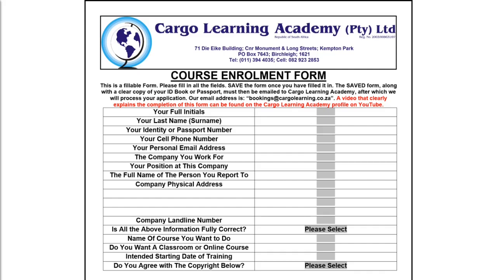What we want from you, we want your full initials, your last name or your surname. We also want your ID or passport number, your cell phone number, and your personal email address. As far as this email address is concerned, please provide us with your personal and direct email address. Please do not provide us with a communal email address.